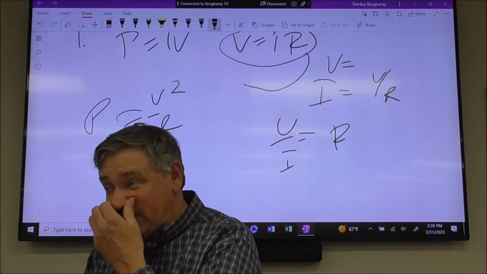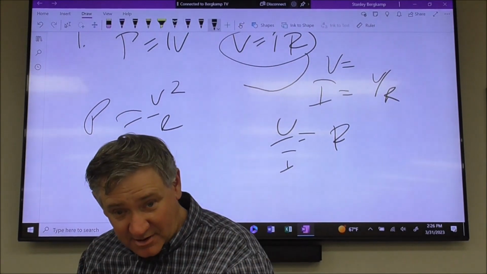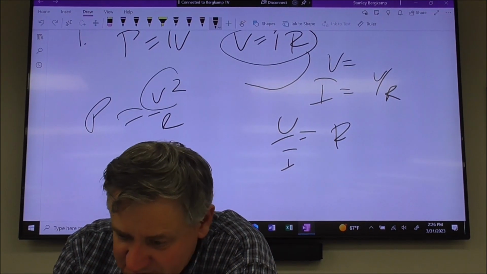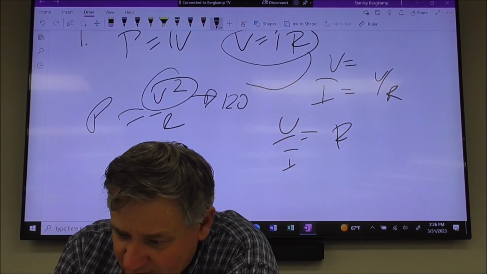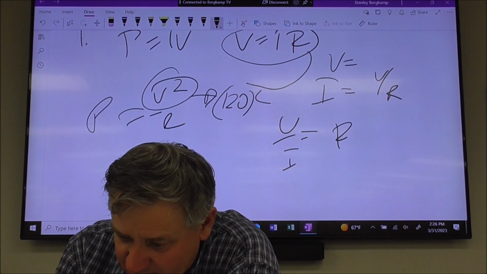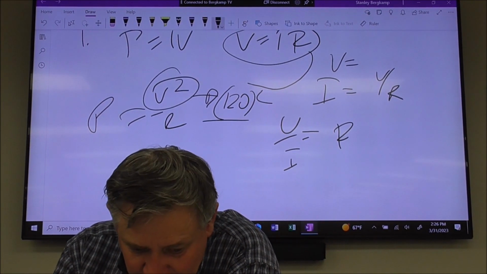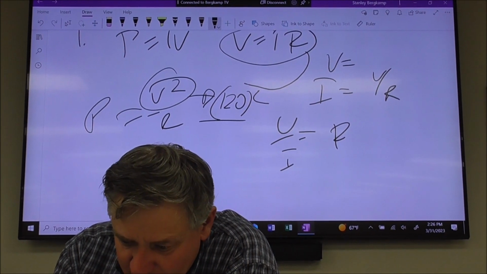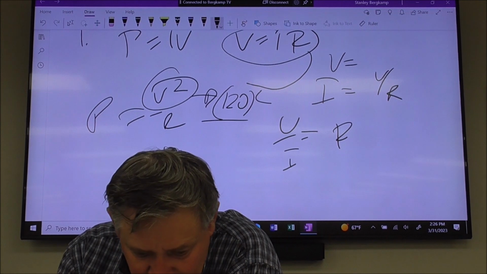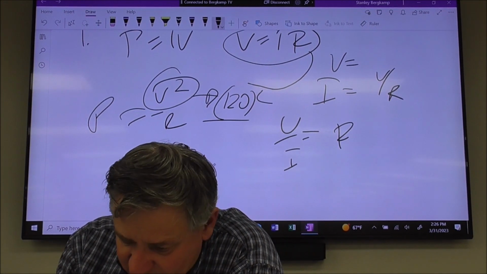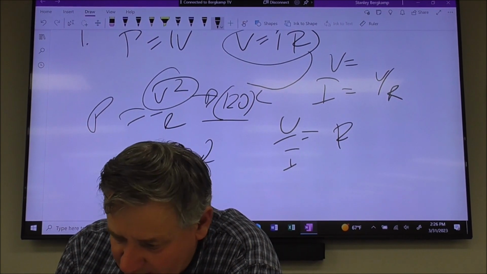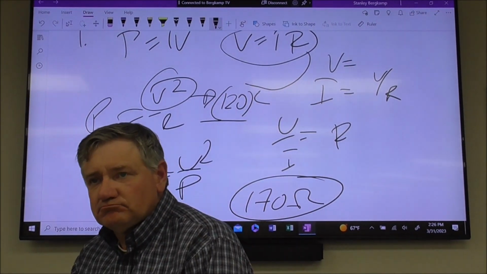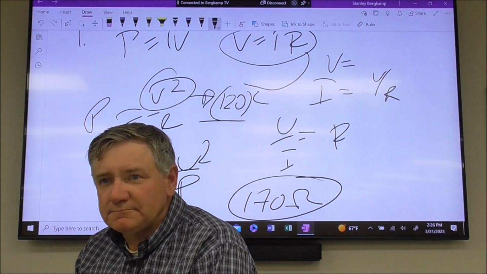That's why I said you have to be fluent in the 3 languages of calculating power. You've got your voltage, which is what we run off of. It's 120 volts squared divided by your resistance, and you're solving for resistance, so you divide by power. You get V squared over power, and you should get about 170 ohms.